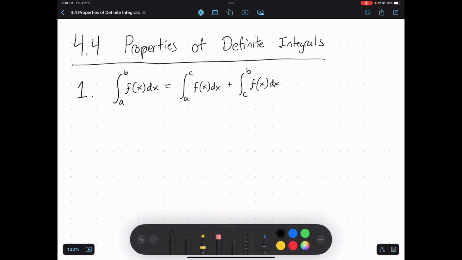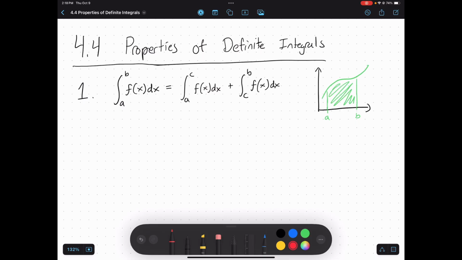This might seem a little confusing, but let me draw you a picture to show what's happening. If you have some function, and you're finding the integral from a to b, that means you're finding the area under the curve from a to b. All this property is saying is I can pick some value somewhere in the middle, and then split that up into two different areas. I can find the area from a to c, and then find the area from c to b, and add those areas together to get my total area. So that's all that this property tells us.